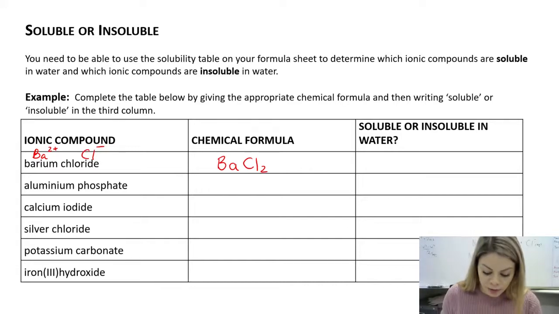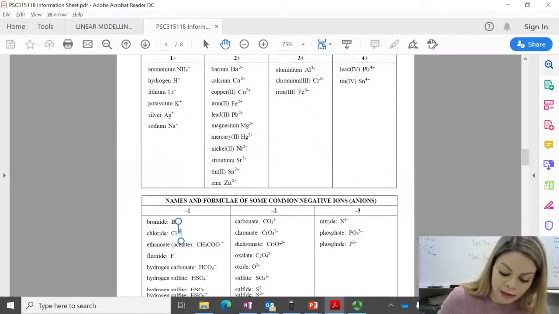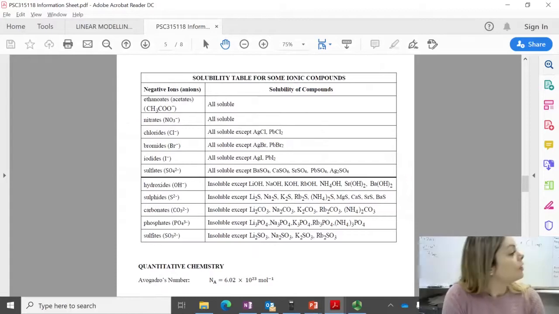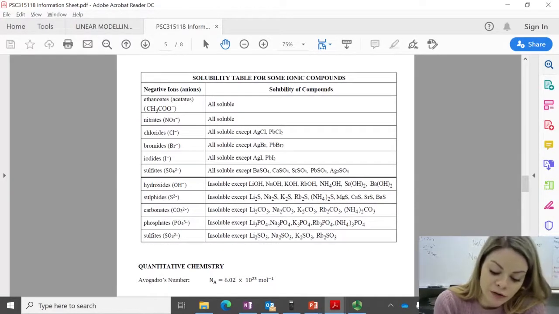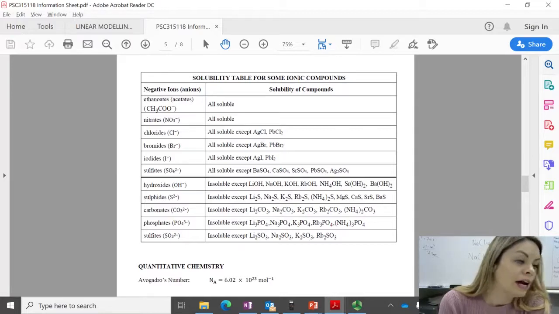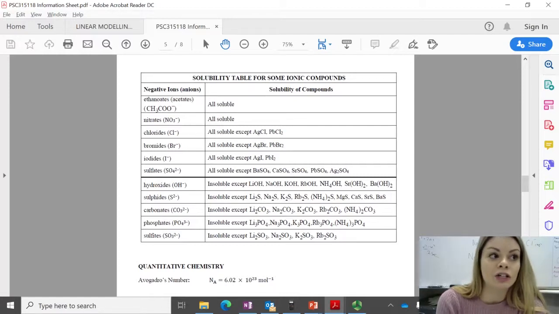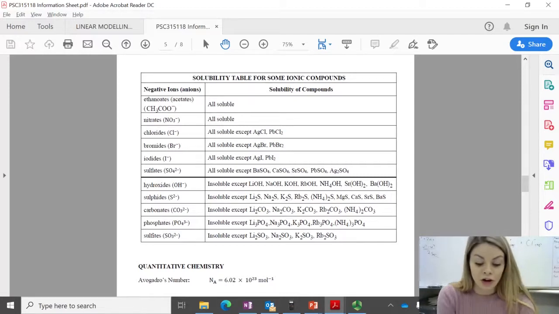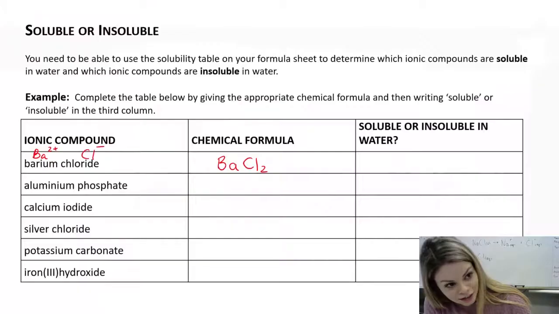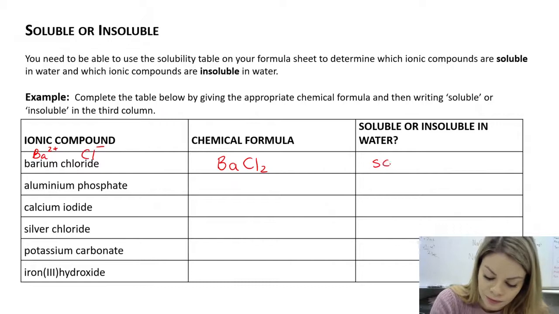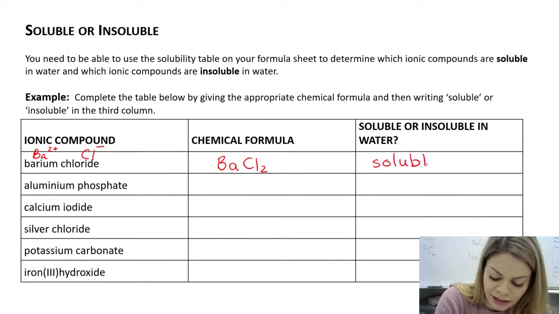Now, is it soluble or insoluble in water? So we look now at the solubility table, and it's a chloride. So we look for chlorides. Now, chlorides are all soluble except for silver chloride and lead chloride. So, what about barium chloride? Soluble. Are you getting the hang of it?